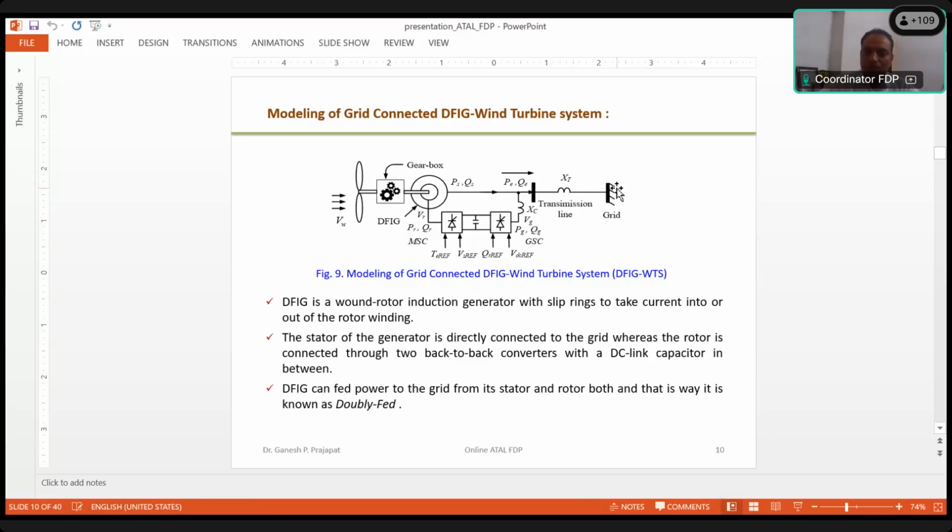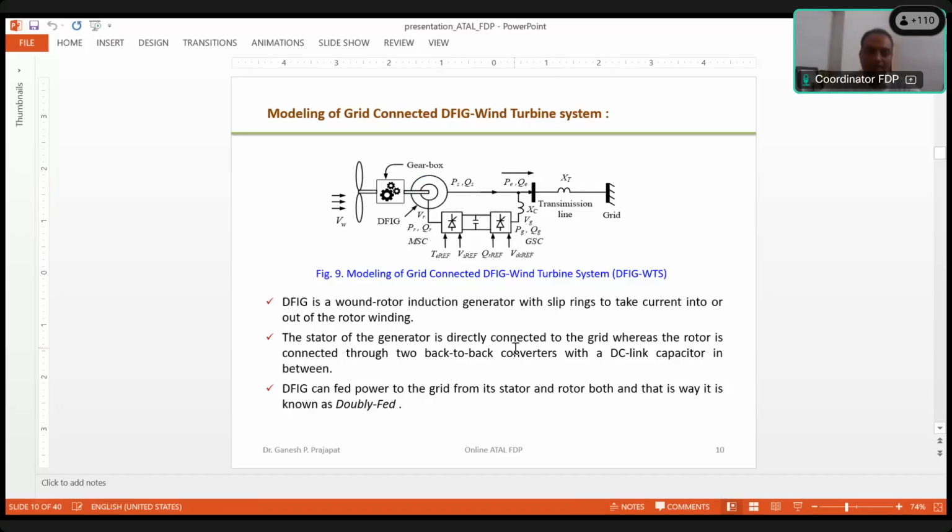As I already told, this generator can feed power from its stator as well as its rotor. That's why its name is doubly fed, because it can feed power from both sides, stator as well as rotor. Although it is only an induction generator, and that too a slip ring induction generator, it can feed power to the grid through two sides. That's why it is known as doubly fed.